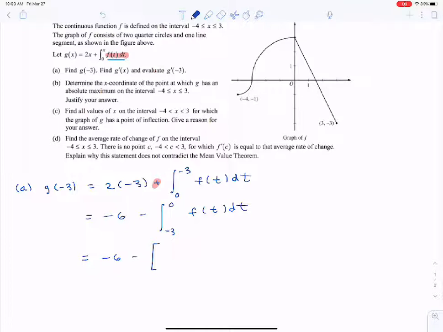We're going to find the area underneath the curve from -3 to 0. In other words, we're going to find this piece. I think you guys would agree that's just the area of that quarter circle. That quarter circle is 1/4 pi r squared. R is 1, 2, 3, so 3 squared. So we end up with -6 minus... looks like -9/4 pi. In regards to question A, see if you have any questions.